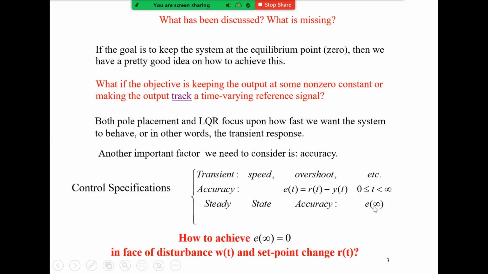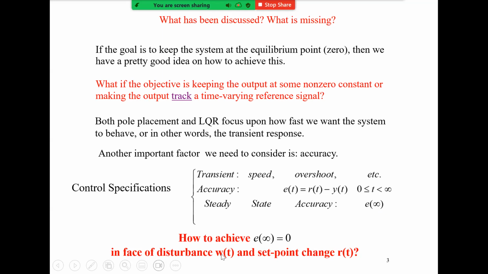At the beginning, maybe the output error is big, but eventually, after a while, we want the output error to go to be very small. Eventually, it converges to 0 at steady state. So that's what we want to achieve, right? How are we going to design the controller to achieve this goal?